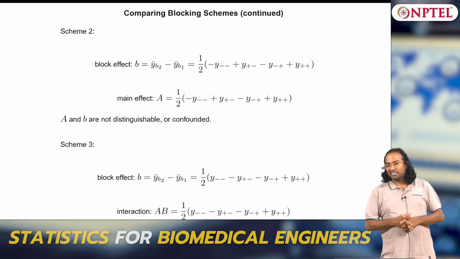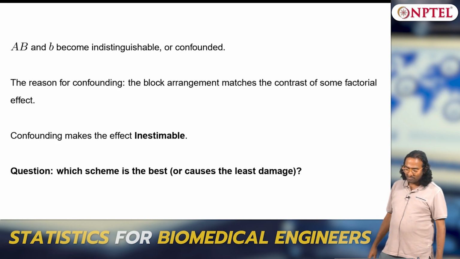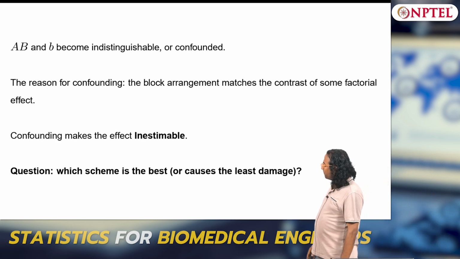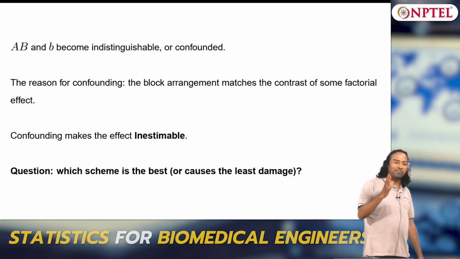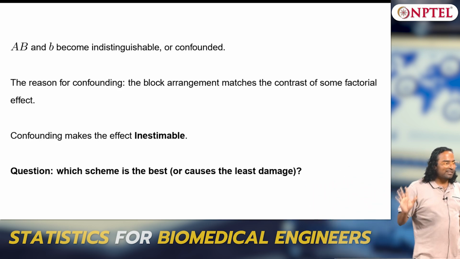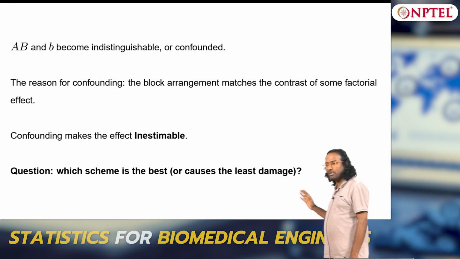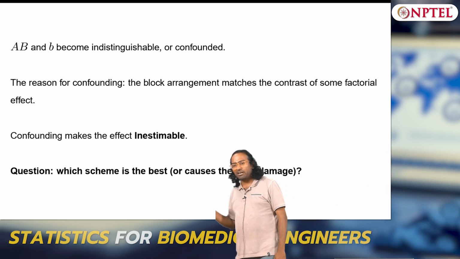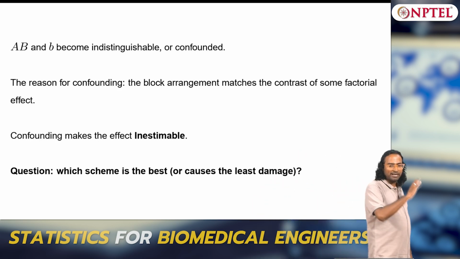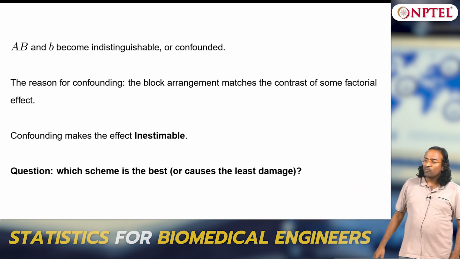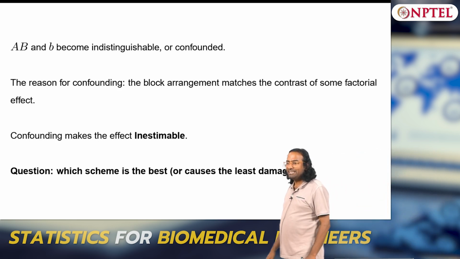What is the optimal strategy for choosing which one to lose? Simply put, confounding makes the effect inestimable. That is all: you cannot estimate that effect at all. So, in scheme 1 the A effect cannot be estimated, in scheme 2 the B effect cannot be estimated exactly, and in scheme 3 the AB effect cannot be estimated exactly. Now, my question is which scheme is the best, or causes the least damage?